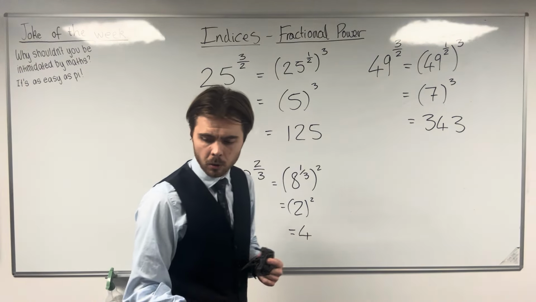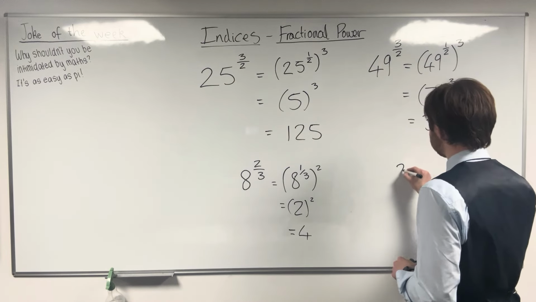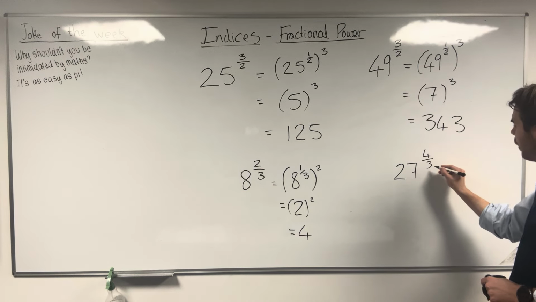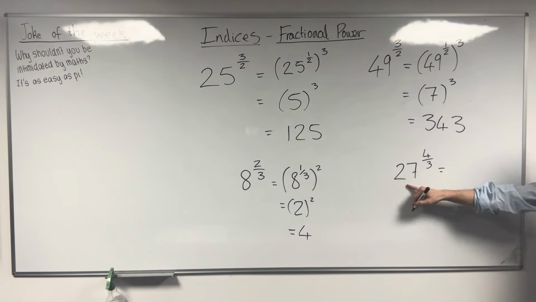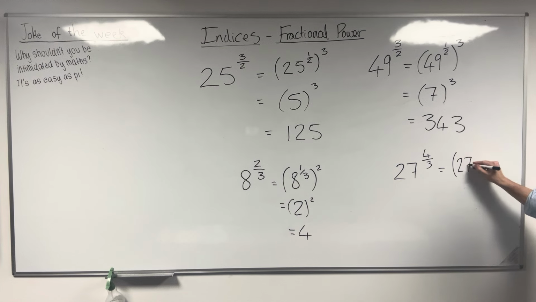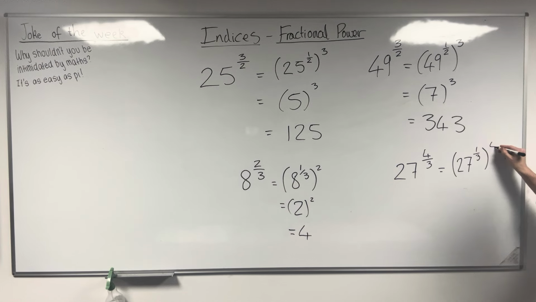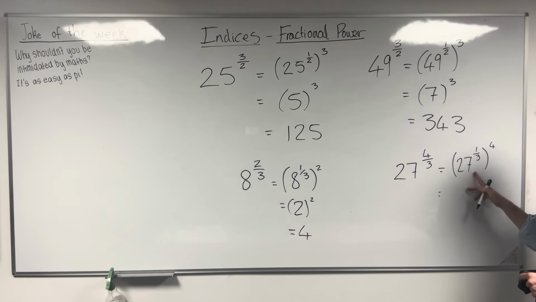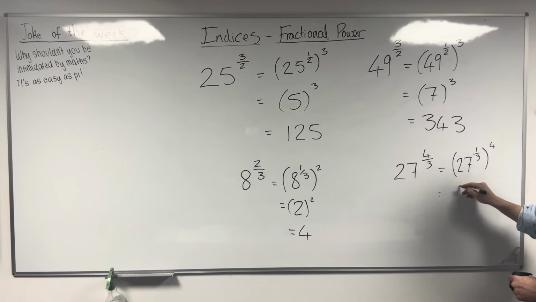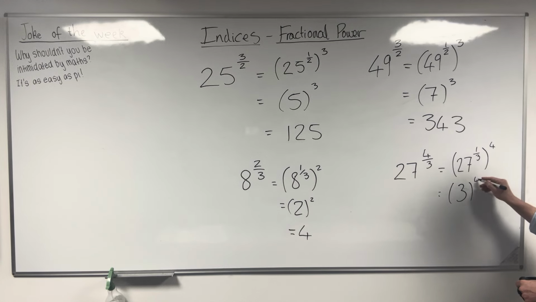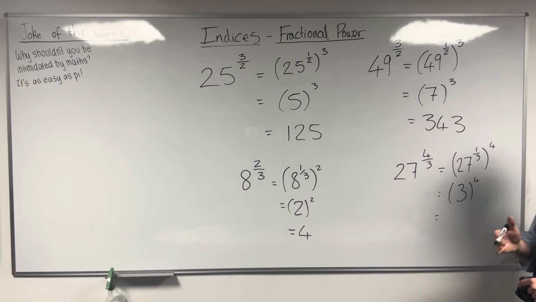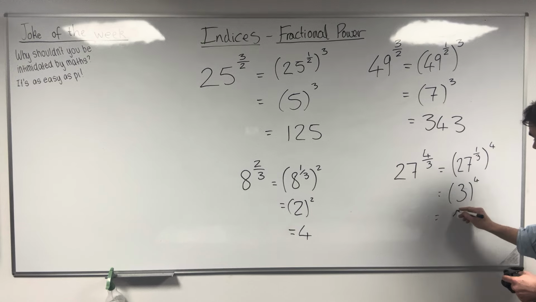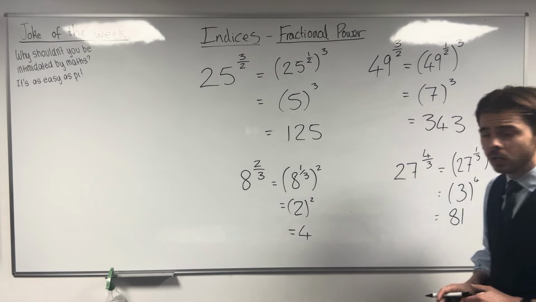Okay, on to the next one. Let's say this time we are going to do 27 to the power of 4/3. Okay, similar thing. We want to rewrite it so it's a bit clearer for us. So a 1/3 power and then a power of 4 on the outside of the bracket. Now we're going to cube root 27. So what times itself 3 times makes 27? We get 3, and then we've got 3 to the power of 4. So that's 3 times 3 is 9. We've got another 9 on the other 3's. 9 times 9, 81.